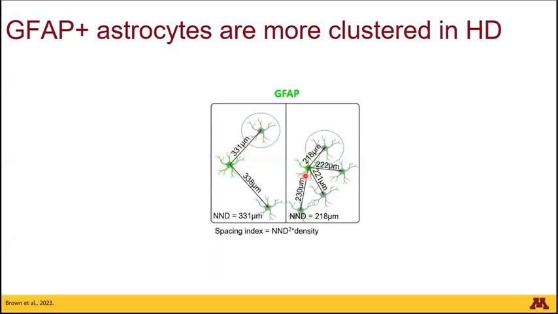In this case over here, you do the same thing, measure the distance to every other cell in the image, and you find your nearest neighbor, which is 218 in this case. And then you do that for every single cell in your image, and you get an average NND, where the smaller the average NND, the closer together cells are. However, NND alone does not technically account for increased density, since having more cells in the same area would also decrease NND. So I calculated spacing index, which is NND squared times density, and therefore does take into account density changes.